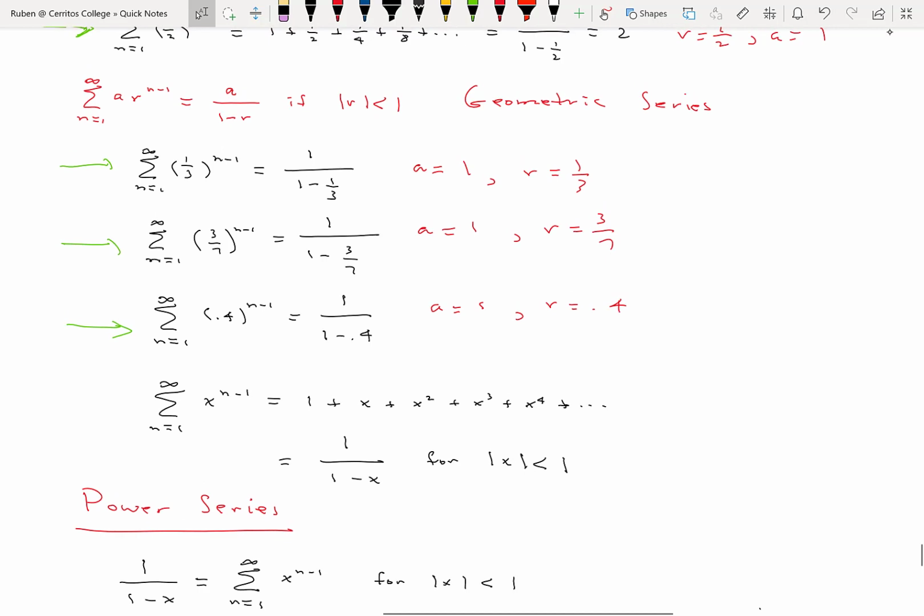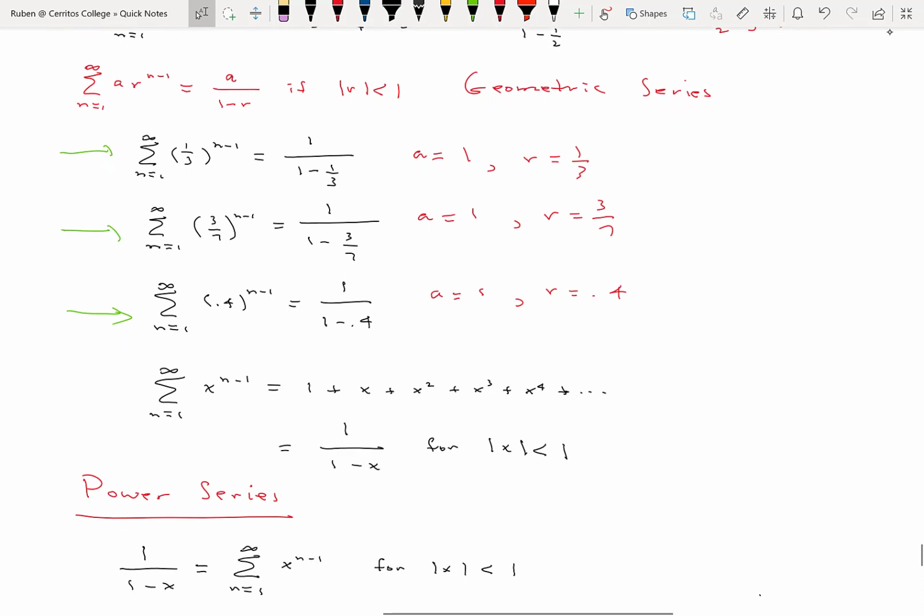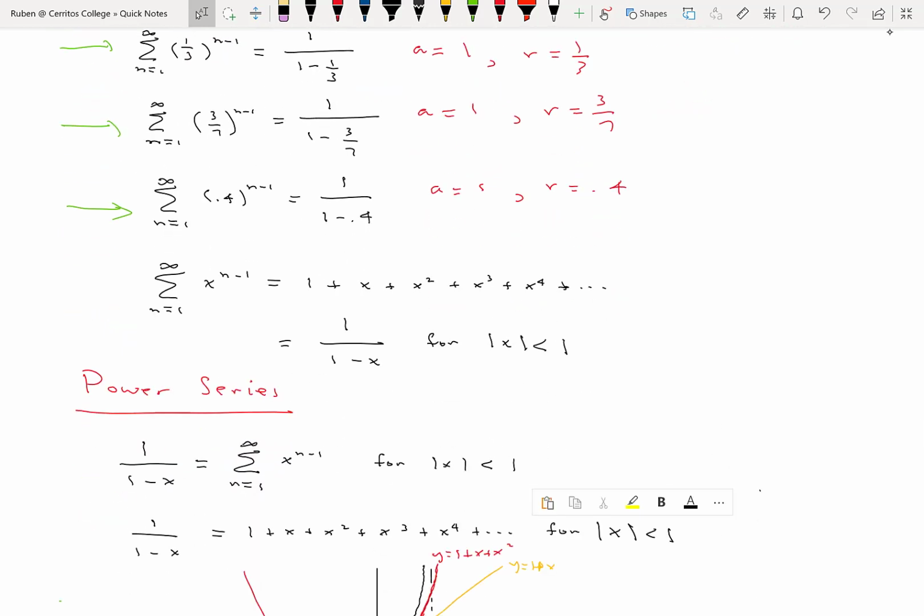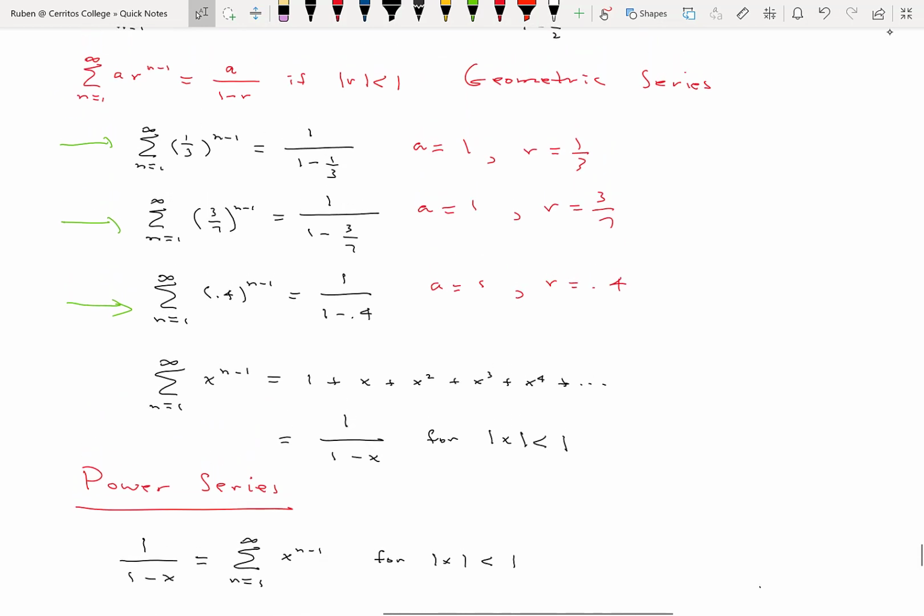So if we look at this a little more critically, that says that 1 over 1 minus x is equal to the sum of x to the n minus 1 for absolute value of x less than 1. Now look at what this is saying. Look at this from the point of view of, say, a pre-calculus course. In pre-calculus, we look at the function 1 over 1 minus x. And what this is saying is that the simple function 1 over 1 minus x can be written as the sum of x to the n minus 1 for absolute value of x less than 1.